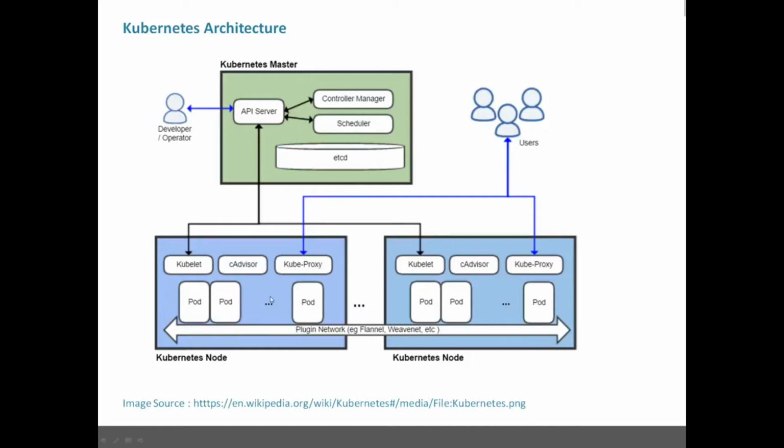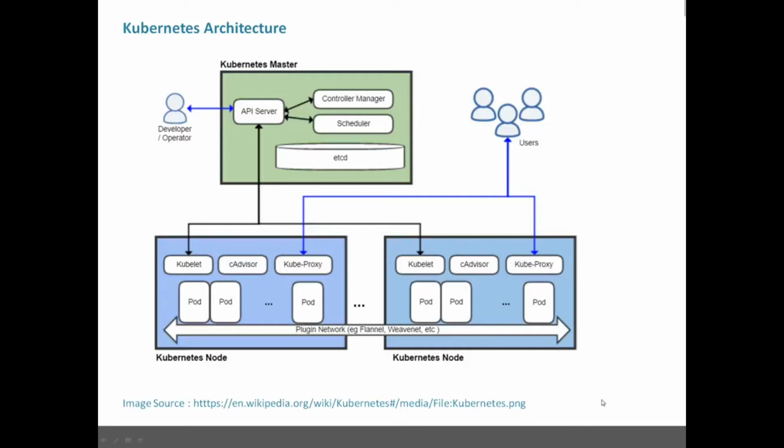And between nodes, communication happens using Flannel. There are other options, like you can use Weave Net, you can use Open vSwitch. There are multiple options, but Flannel is the popular one. I will cover these particular components in detail in the coming slides. I will revisit this particular architecture after explaining the components. Then it will make more sense for you to understand this architecture.